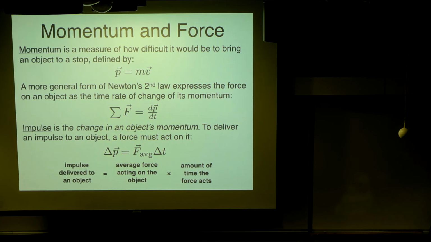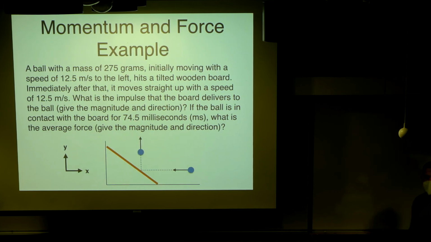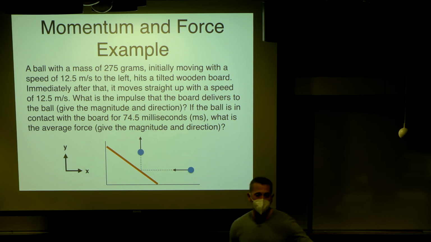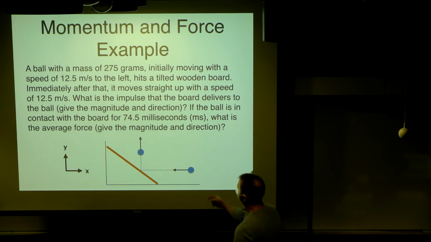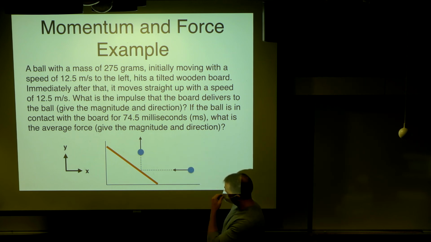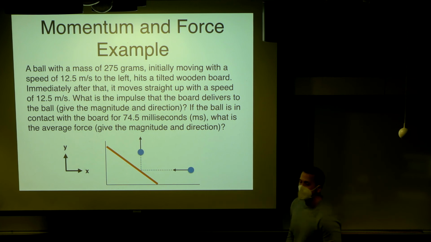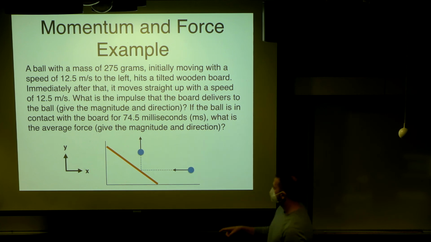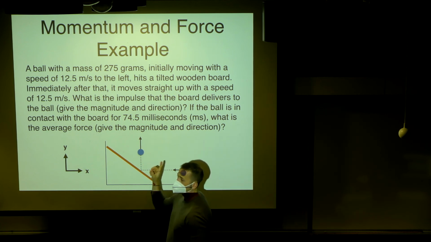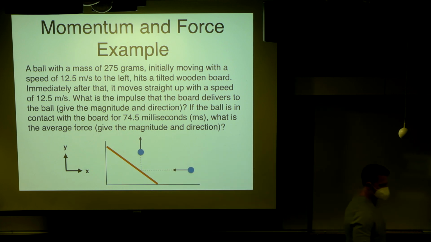All right, we just talked about this stuff like 2 weeks ago, so let's just go right to the example and we'll end at this example here. This is an example where we are now dealing with the idea of momentum and how it relates to force. Here's what's going on. We have a ball that has a mass of 275 grams, and it's initially moving to the left with a speed of 12.5 meters per second. It hits this wooden board, which is tilted, so that after it bounces off the board, it's now moving straight up with a speed of 12.5 meters per second.